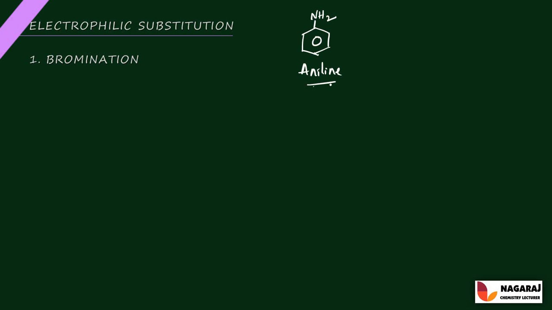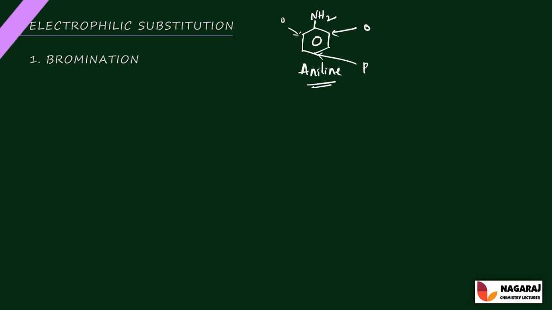This aniline has more electron density at the ortho and para positions. In the resonance structures of aniline, there is a negative charge, or electron density, more at the ortho and para positions. Hence the incoming group, that is the electrophile, attaches only at the ortho and para positions.